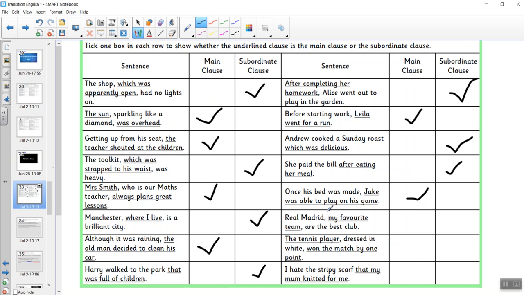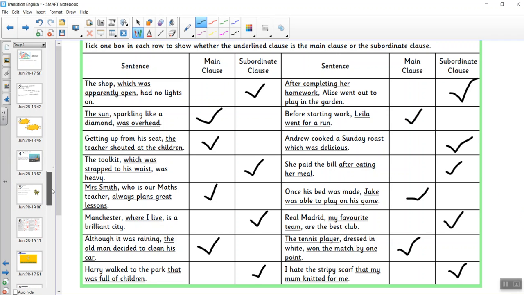Real Madrid, my favourite team. That's not really, but let's just ignore that. Real Madrid, my favourite team, or the best club. Well, actually, that should say Real Madrid, that is my favourite team. So that's a relative clause. The tennis player won the match by 1 point. I hate my stripy scarf that my mum knitted for me. How did you get on with those? Quite a few to think about there.